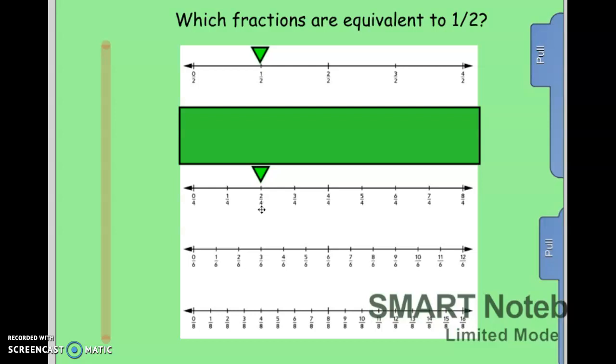That's right. Fractions that are less than 1/2 are going to be closer to 0 than the 1/2 fraction is. Do you see which fraction is there? Right, 1/4 is less than 1/2.